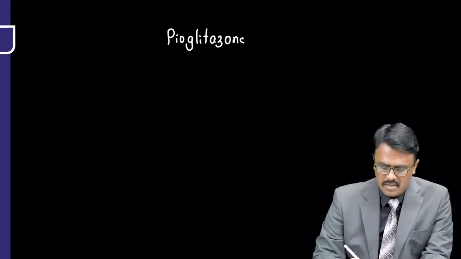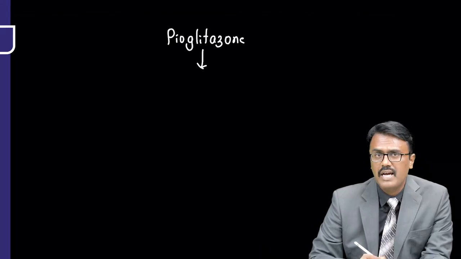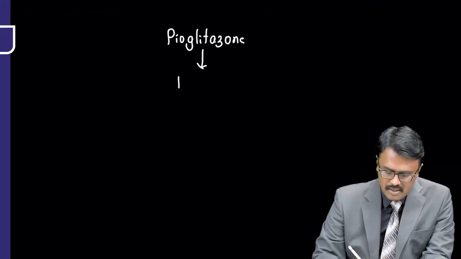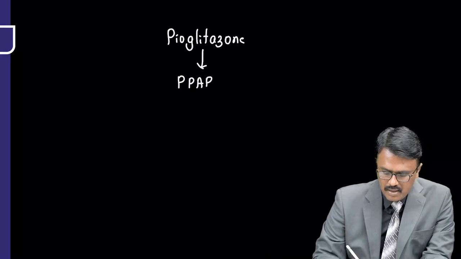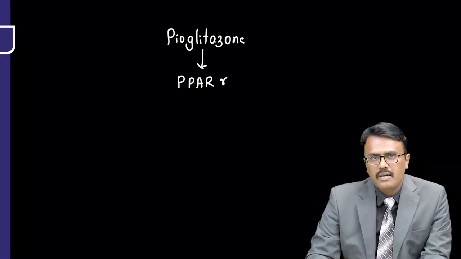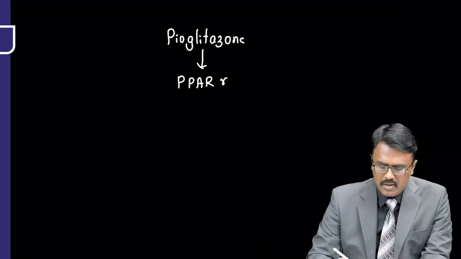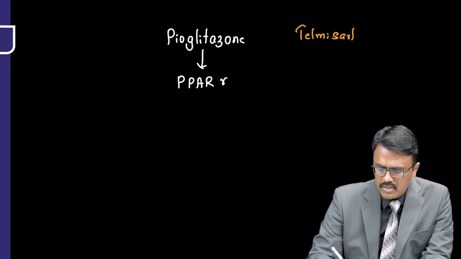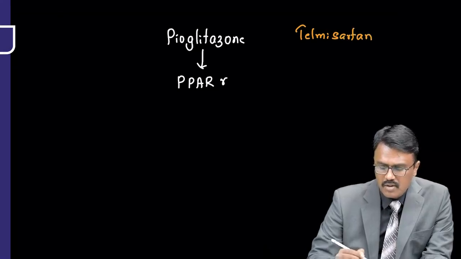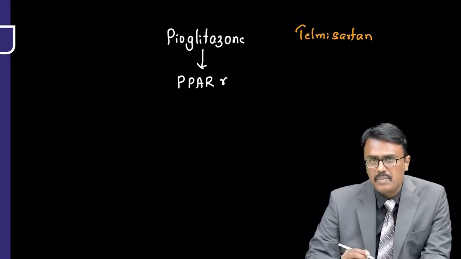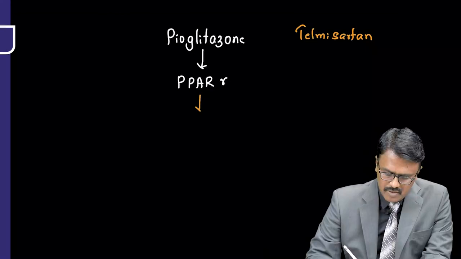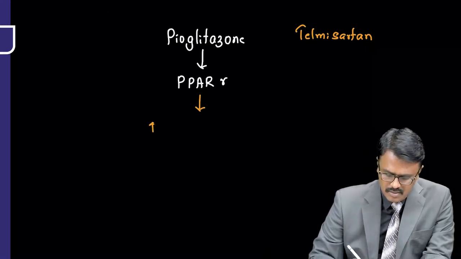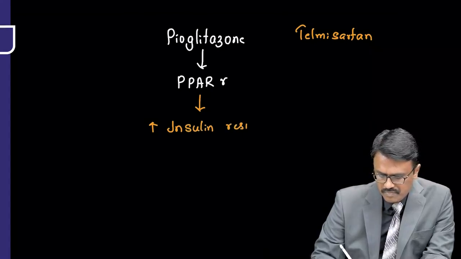Pioglitazone, as the name suggests, is a drug which acts through a nuclear receptor, and that is called PPAR gamma. PPAR stands for peroxisome proliferator activated receptor gamma. Now, is there any other drug which can also stimulate that? And that is telmisartan. So telmisartan also stimulates PPAR gamma. Now what happens when you stimulate that? There is an increase in production of insulin responsive genes.